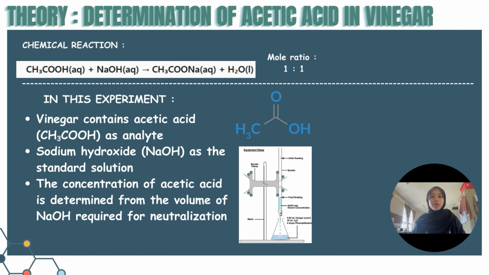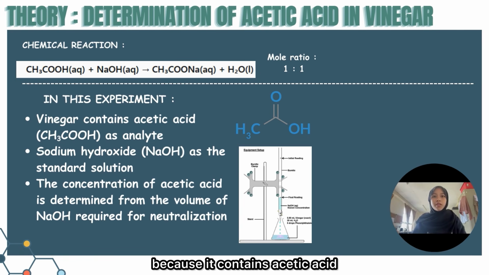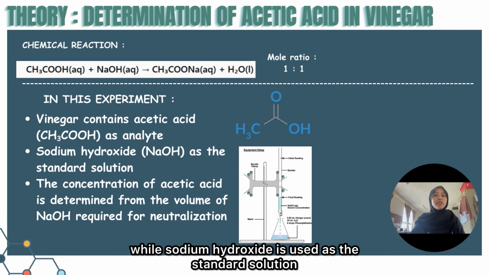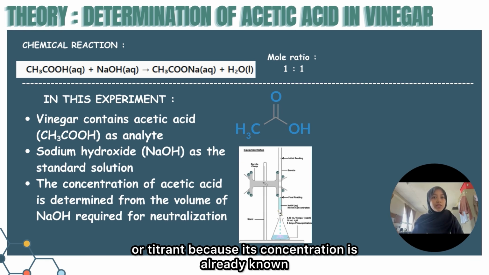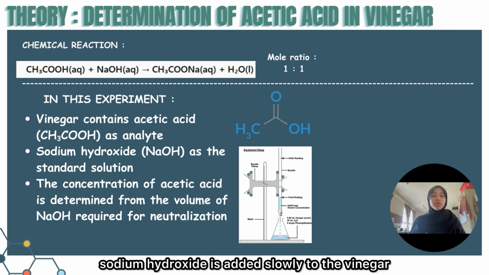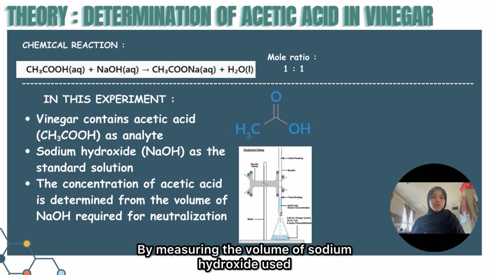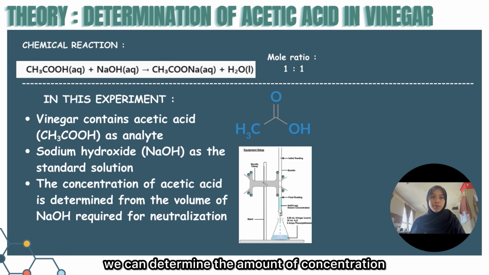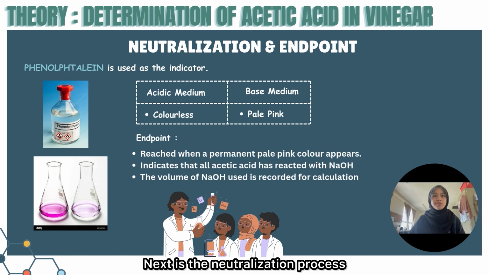In this experiment, vinegar is the analyte because it contains acetic acid, while sodium hydroxide is used as the standard solution or titrant because its concentration is already known. Furthermore, during the titration, sodium hydroxide is added slowly to the vinegar until the neutralization reaction is complete. By measuring the volume of sodium hydroxide used, we can determine the concentration of acetic acid present in the vinegar.